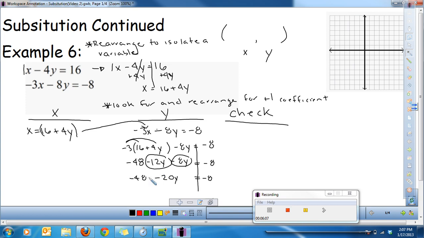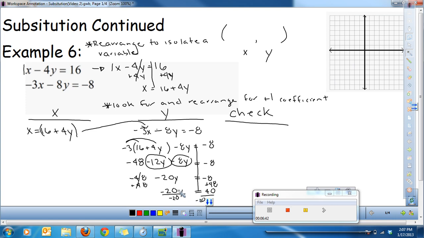Now this is a two-step equation. I need to get y by itself. So first I'm going to get rid of my negative 48 by adding 48 to both sides. These cancel out. I'm left with negative 20y equals negative 8 plus 48 is a positive 40. I have negative 20 times y equals 40. To undo times negative 20, I'm going to divide by negative 20.